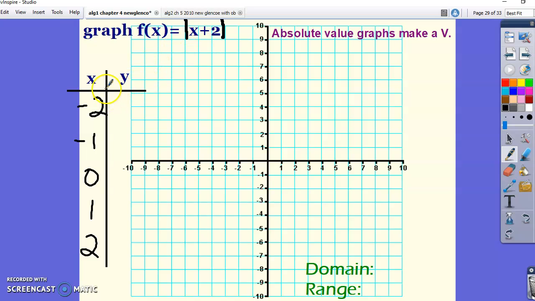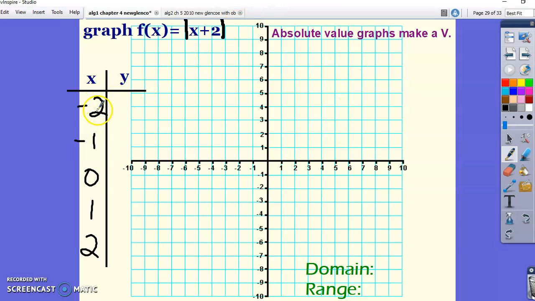But take your time. And you remember the table I like to use: -2, -1, 0, 1, 2. And we're going to put those in one at a time. We're going to end up with 5 ordered pairs. Then we'll come over here and plot it. You do not stop until you see the V that has started. So we'll see what we get.